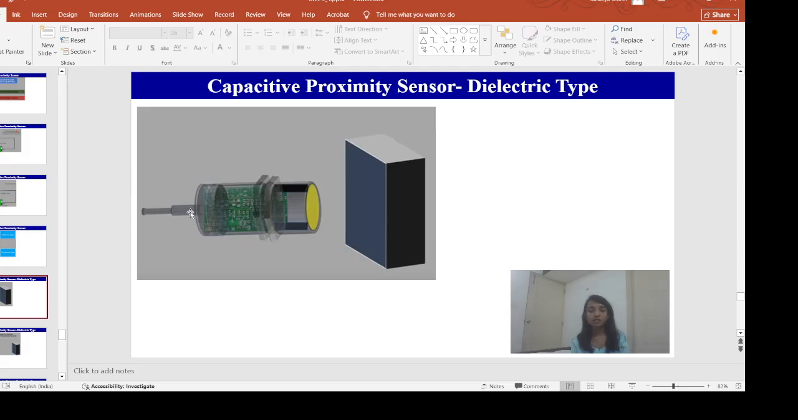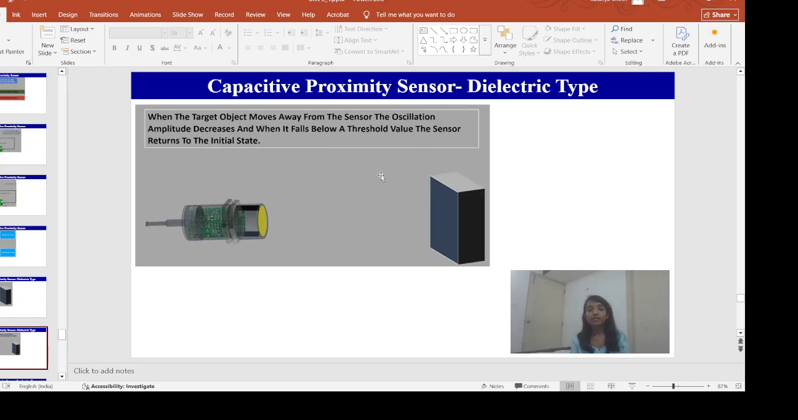Okay, so when the capacitance is high, the triggered circuit will process the signal that it is receiving from the oscillator, and the switch of the transistor will be on. The sensor will be able to generate the output signal, through which we can understand that the target has reached closer proximity to this sensor. In this case, this dielectric type capacitive proximity sensor can detect both metallic and non-metallic targets.